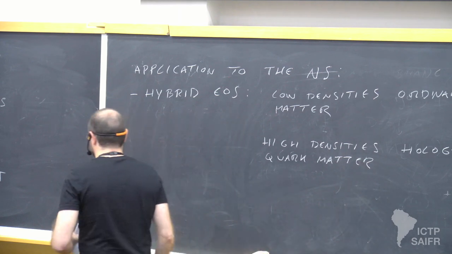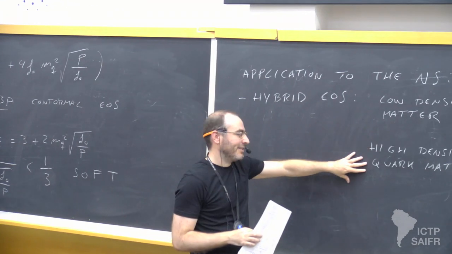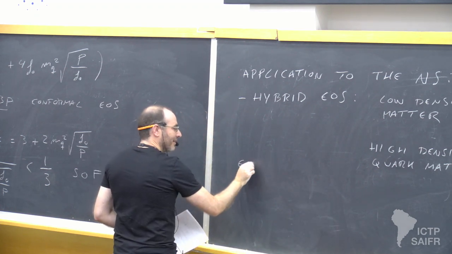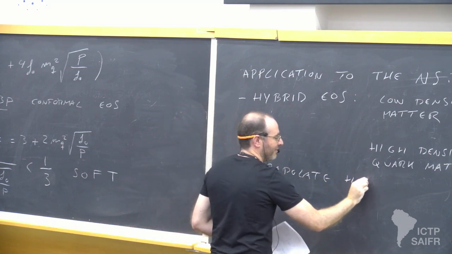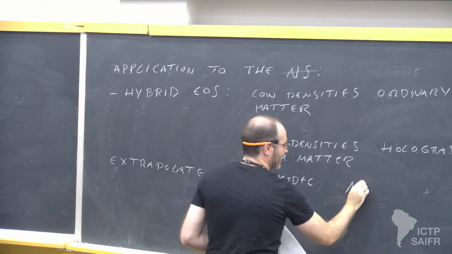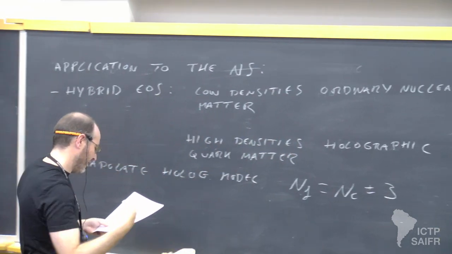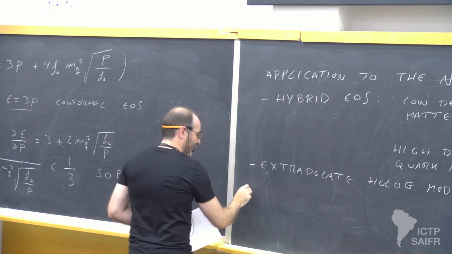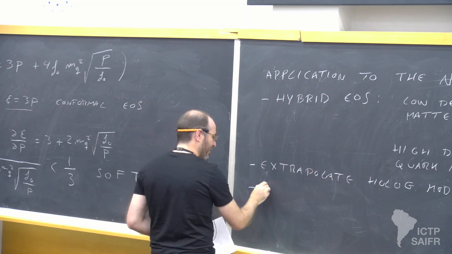Okay. Now, in order to use these two things together, we need to fix the parameters in the holographic model in some way. So we extrapolate the holographic model, and then we set, for instance, NF equals NC equals 3, like in QCD. So we are already extrapolating from the large-N limit. We take an approximation, so the simplest thing is to use symmetric matter as an approximation.